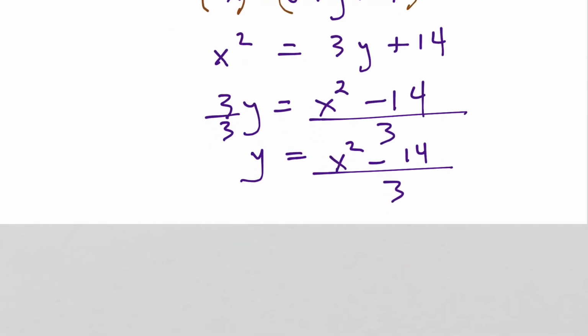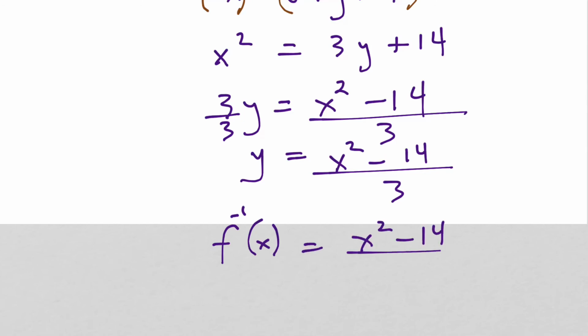And then the last step would be, instead of saying y, I'm going to call f inverse of x equal to x squared minus 14 over 3. So this is my unique inverse function of the original function f of x.